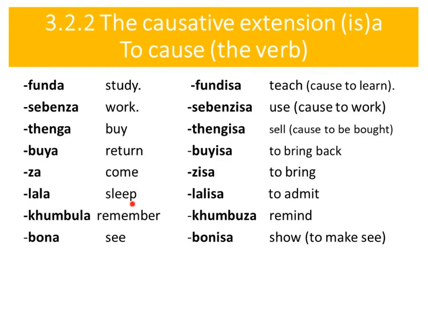Lala is sleep. When you make somebody sleep, we use it in the hospital often. If you're going to admit somebody, then the word for admit is lalisa. Kumbula is to remember. To cause somebody to remember, therefore to remind them, would be kumbuza. And bona is to see, where bonisa is to show. Recognizing the verb that forms the basis of your new word helps you with your vocabulary.